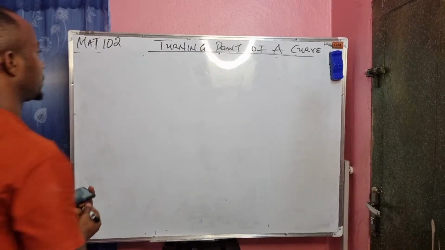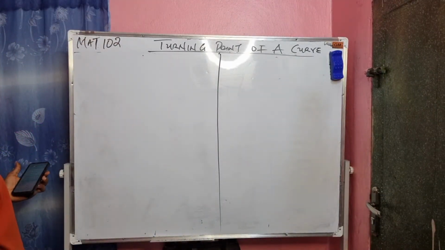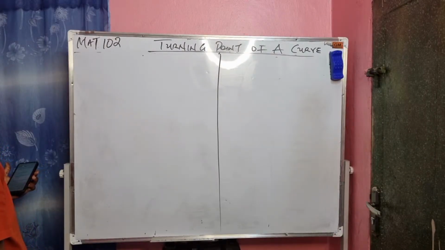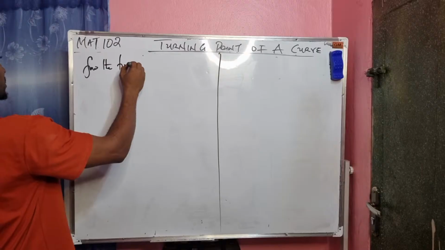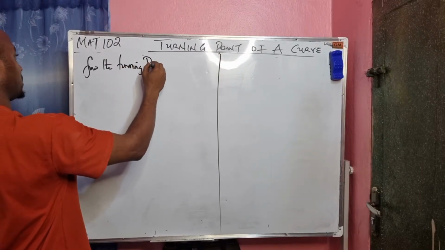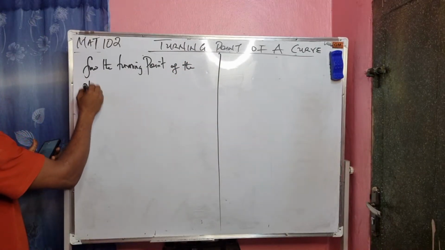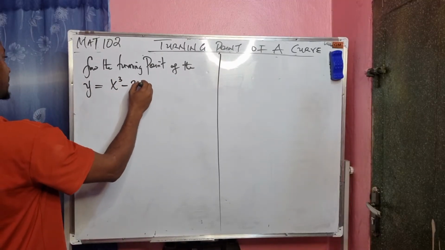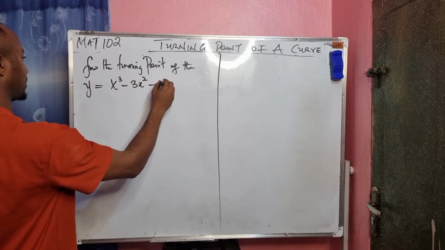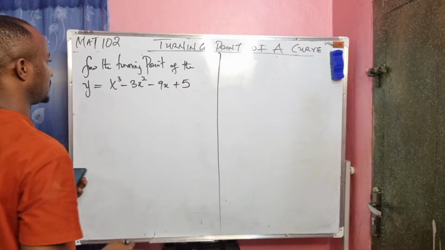Let's look at this question. The question says, find all the stationary points, or find the turning points rather, of this function. The function we are given is y equals x cubed minus 3x squared minus 9x plus 5.